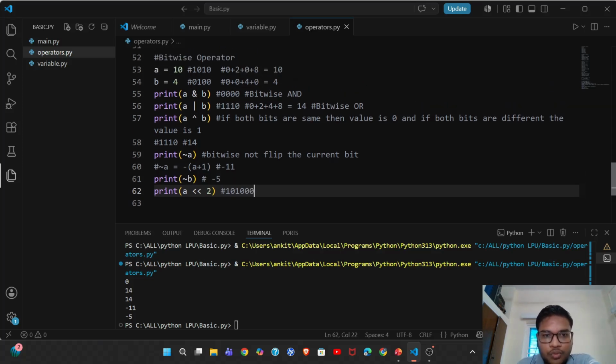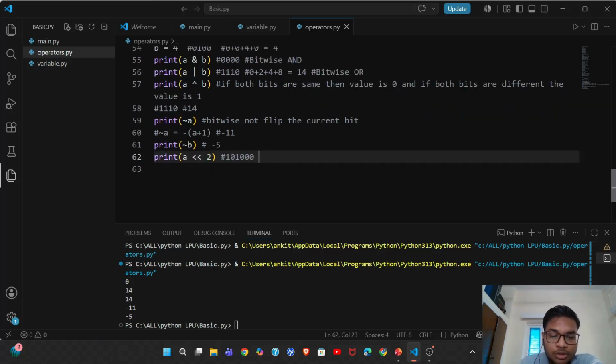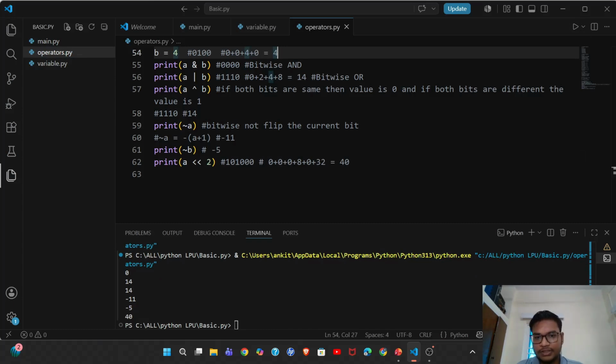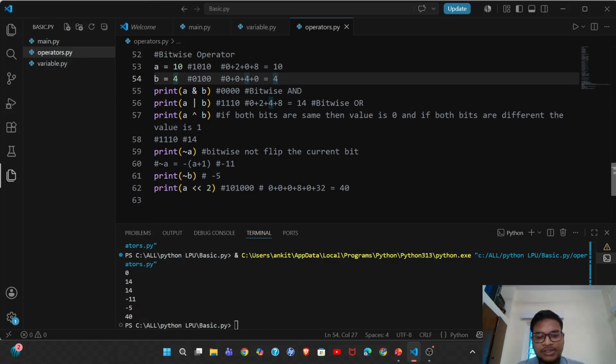101000. Okay, 101000. What is the value? So 2 to the power 0 is 0, plus 2 to the power 1 is 0, plus 2 to the power 2 is 0, plus 2 to the power 3 is 8, plus 2 to the power 4 is 0, plus 2 to the power 5 is 32. What is the output? So the output is 40. Just see the output, 40. Correct? So this is all about left shift in the bitwise operator.